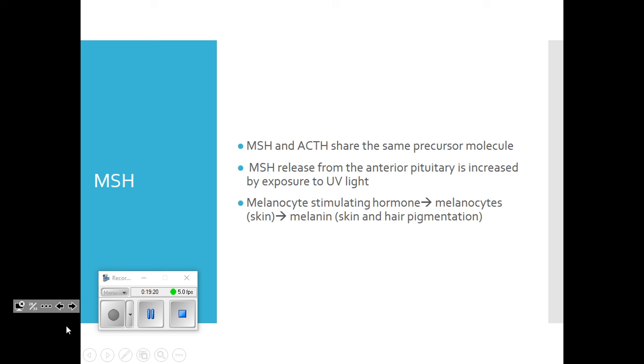And so even though this really isn't the same as stress, because it's got the same precursor molecule, like I make them out of the same thing, that's why I thought it made sense to put it here.